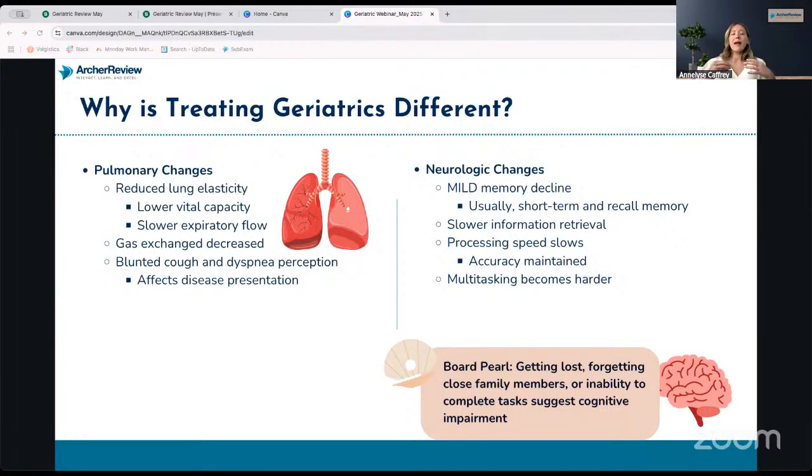So they're going to have a longer expiratory flow to get that air out of their lungs. And they're also just going to have that blunted cough perception, blunted dyspnea perception. So that is what's important to know, because it's going to affect disease presentation. They don't cough as much as a 25-year-old does with pneumonia. So you want to look for those other signs that may be indicative of disease, not just the stereotypical signs you see in a younger adult.